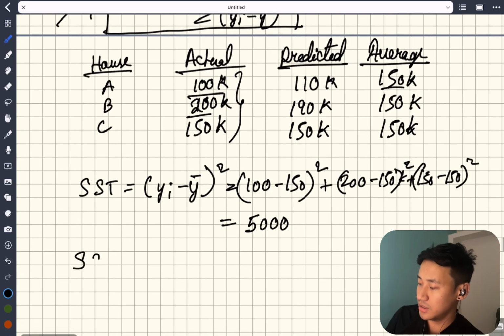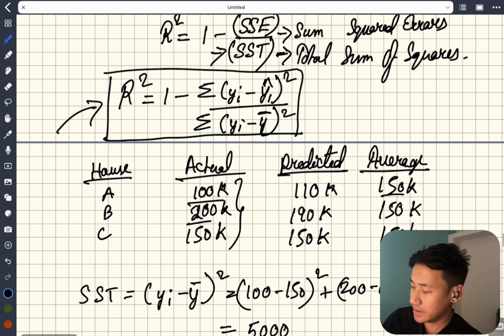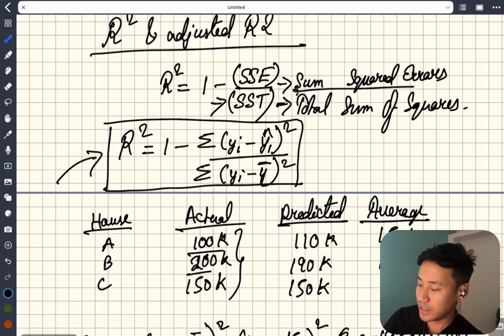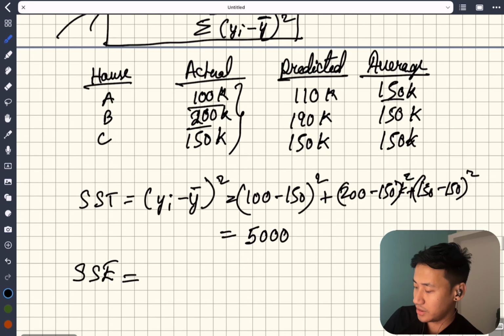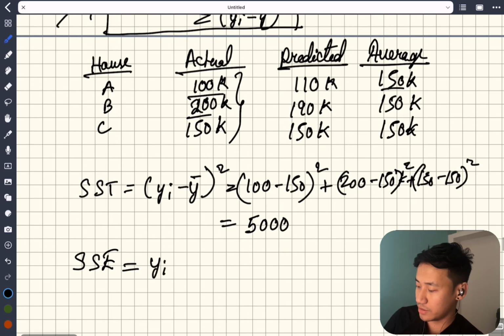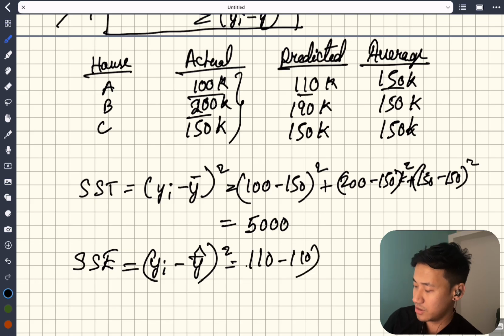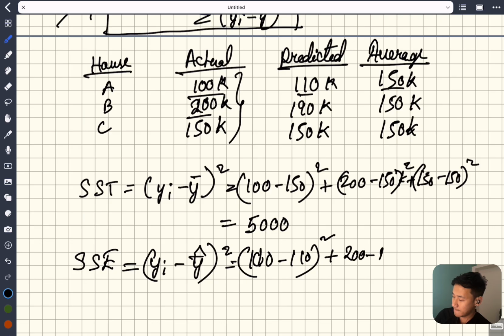Next, we will try to find out SSE. SSE is nothing but the sum of squared errors. So this is the formula. What is y cap? We will see that. So this is actual minus y cap square. So actual is 100 and predicted, this is y cap, is 110. So 100 minus 110 square, plus 200 minus 190 square, plus 150 minus 150 square. If you try to find it out, the answer would be 200. All right, here it is 5000, here it is 200.